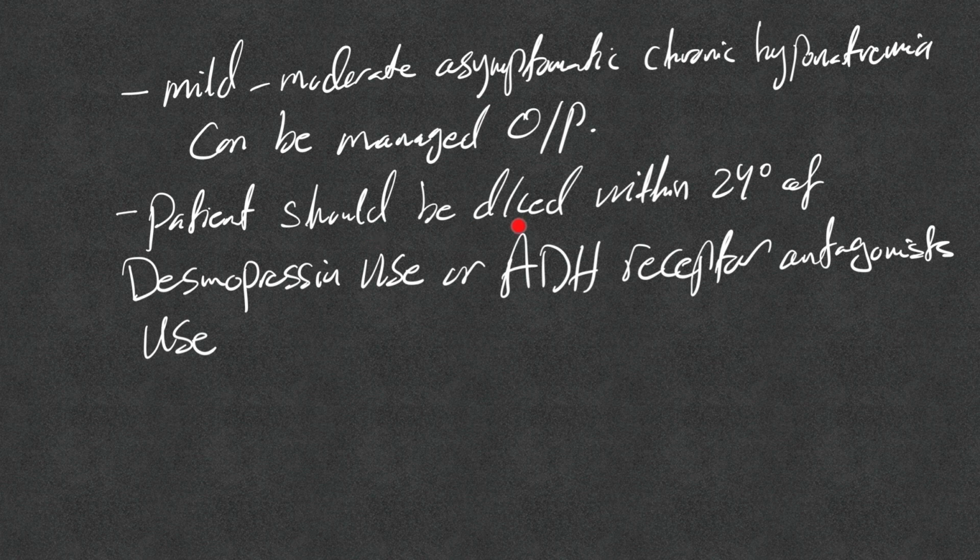Now, if the patient is still on desmopressin, the patient should be off desmopressin for at least 24 hours with stable sodium level before discharge. The same thing if you started an ADH receptor antagonist, Tolvaptan or Conivaptan, they should be in the hospital for an additional 24 hours since starting them to monitor their sodium level and adjust their dose. And again, if you decide to use them, consult nephrology if available.